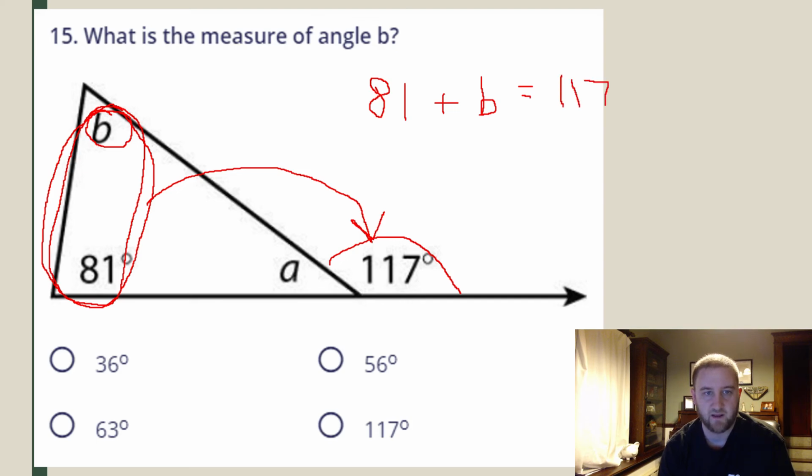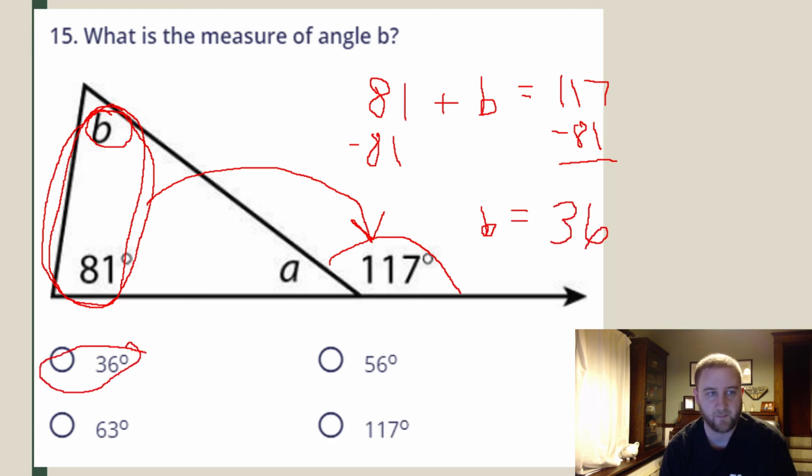Okay, then to find b, again, we're just going to subtract 81 from both sides. And you get b, ooh, that's a bad b. B equals 117 minus 81, which is 36. Okay? So angle B is 36.